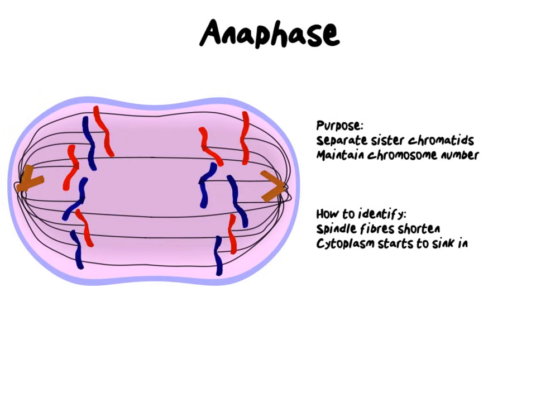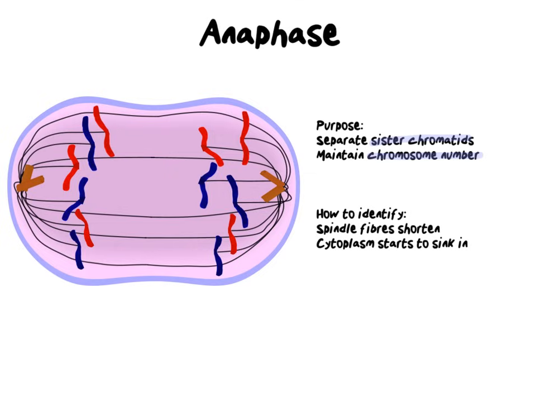Next, we look at anaphase. Now, anaphase is also quite a defined phase, and there is a really important thing that's happening in this phase. And the purpose of this phase is to separate these sister chromatids. Now, the reason why we want to separate these sister chromatids is because we want to maintain the chromosome number.